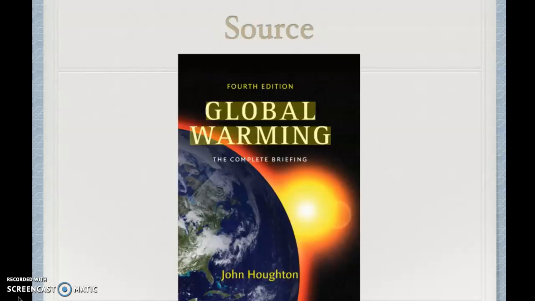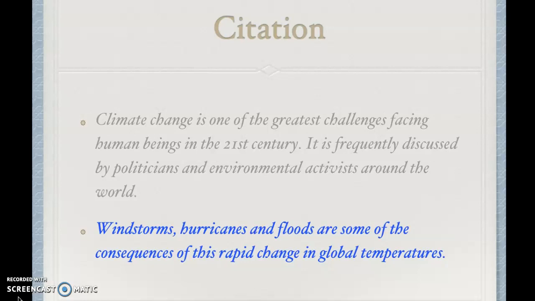Now, as I'm doing research on the topic, on climate change and global warming, I come across this book here. It's called Global Warming, The Complete Briefing by John Houghton. Okay, 4th edition. This is a book. I find it, I read it, I find it interesting, and I find it relevant. And I'm like, okay, some of the information in this book is very interesting. I would like to include it in my own paper.